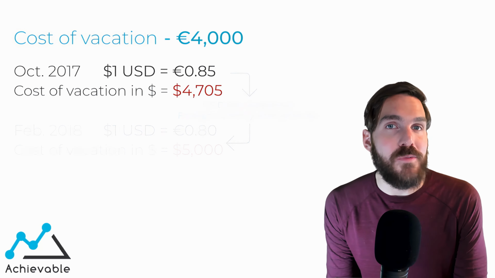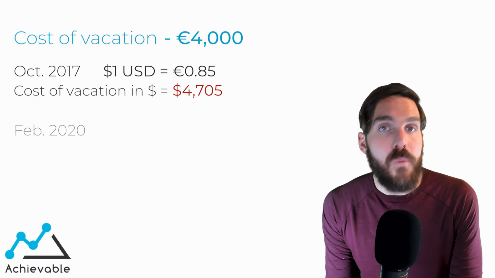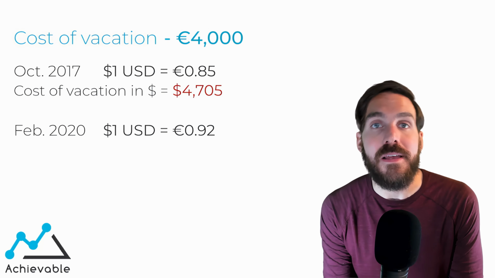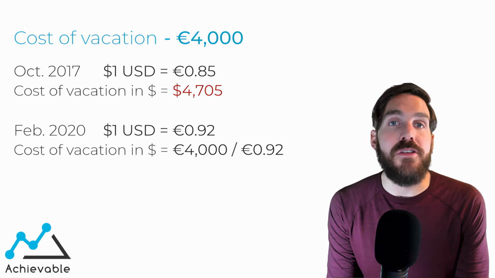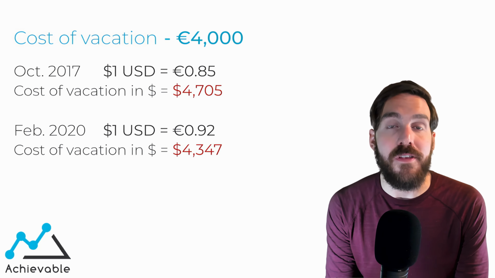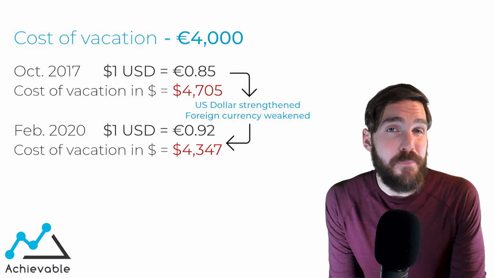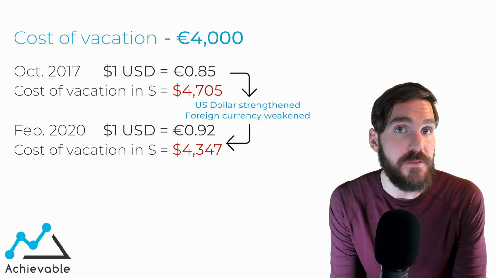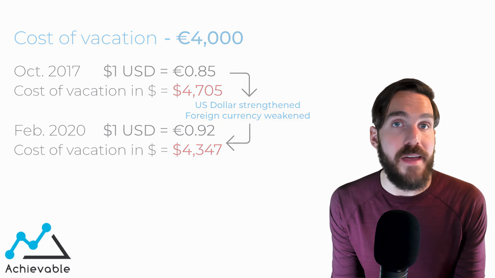Now, let's see what happens when it actually works in your favor, and that would be if the US dollar strengthens. By February 2020, the US dollar strengthened to a point where one US dollar equaled 92 cents in euros. One last calculation we need to do for our vacation example. A 4,000 euro vacation given this exchange rate will cost 4,347 US dollars. The vacation got cheaper just because the exchange rate fluctuated. The bottom line here is that your international purchases are very much influenced in terms of real cost to you by currency exchange rate fluctuations. Sometimes it works in your favor and sometimes it doesn't.